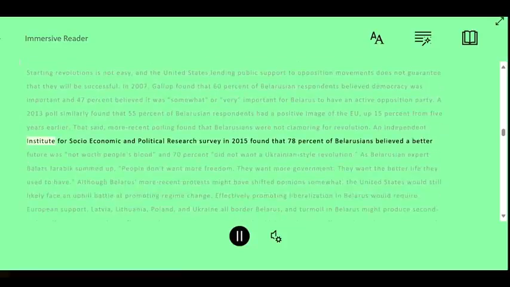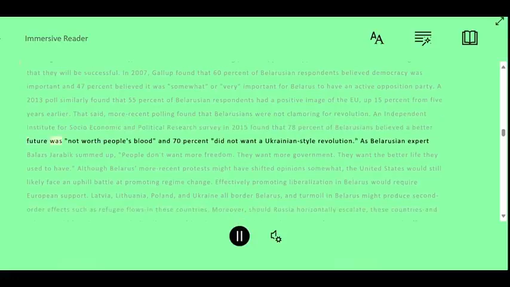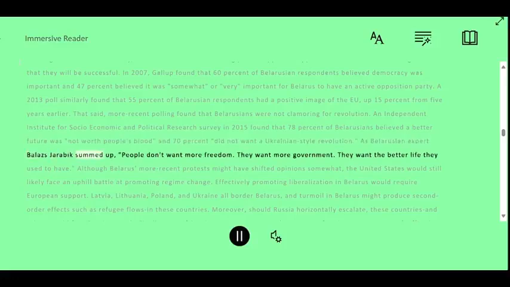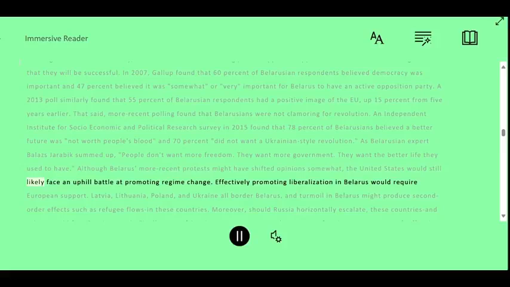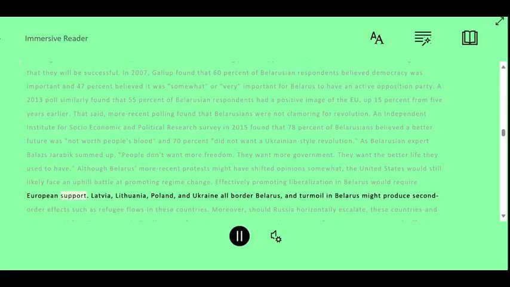An independent Institute for Socio-Economic and Political Research survey in 2015 found that 78% of Belarusians believed a better future was not worth people's blood, and 70% did not want a Ukrainian-style revolution. As Belarusian expert Borys Jarabik summed up, people don't want more freedom. They want more government. They want the better life they used to have. Although Belarus' more recent protests might have shifted opinion somewhat, the United States would still likely face an uphill battle at promoting regime change. Effectively promoting liberalization in Belarus would require European support.